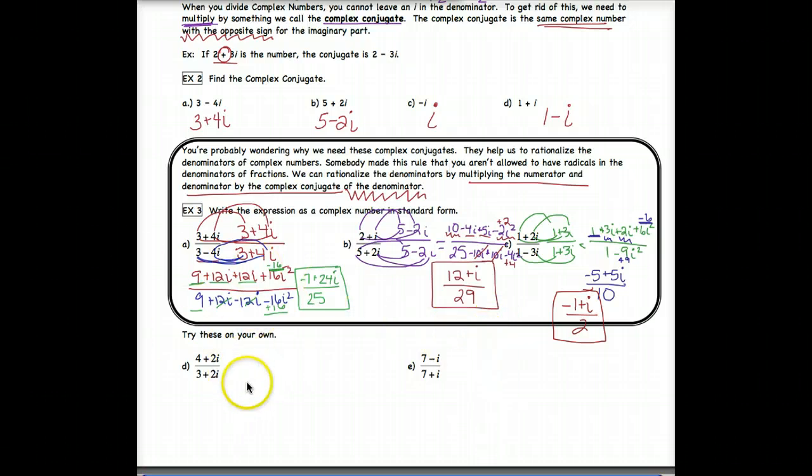All right, I've got 2 to try on your own. And so pause it and work these out quickly and then come back to see if you've gotten them right.